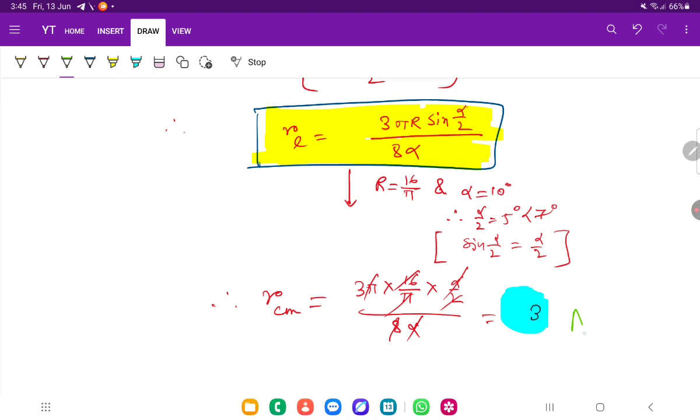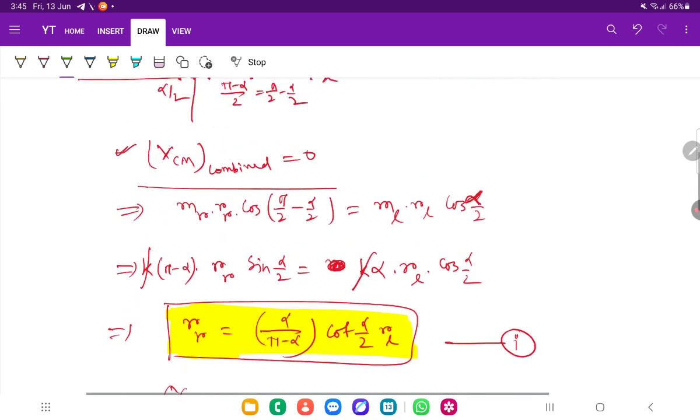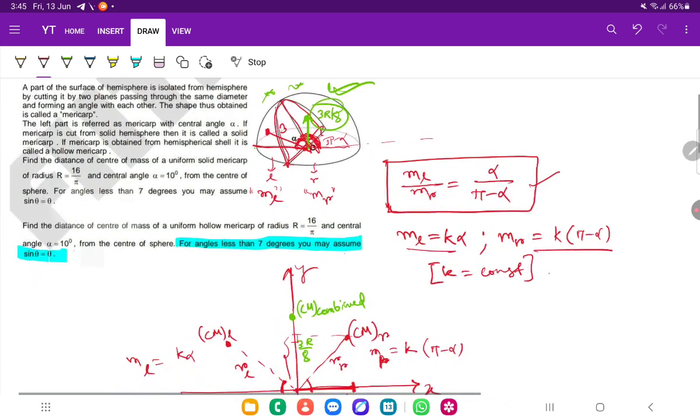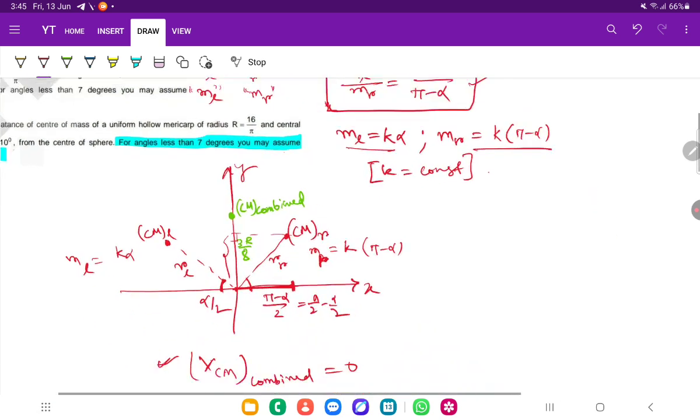So this is the answer for our question, that the center of mass of this megacap, I mean the megacap which is subtending an angle alpha, is at a distance of 3 units from the center of the sphere. And I think this was our question, right? Yeah, we are done with the question.